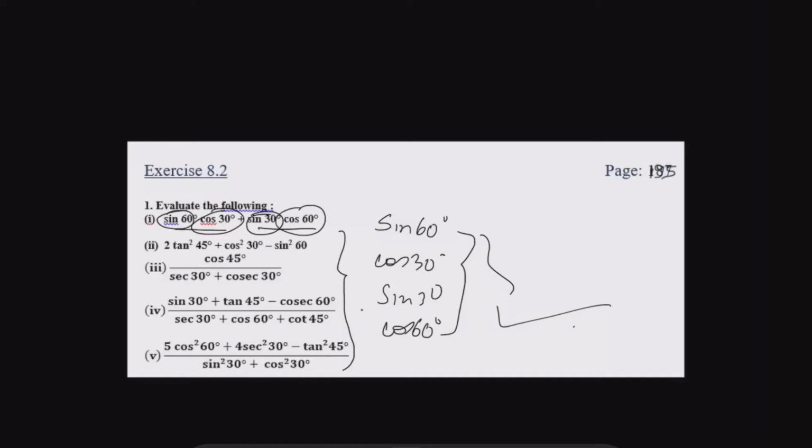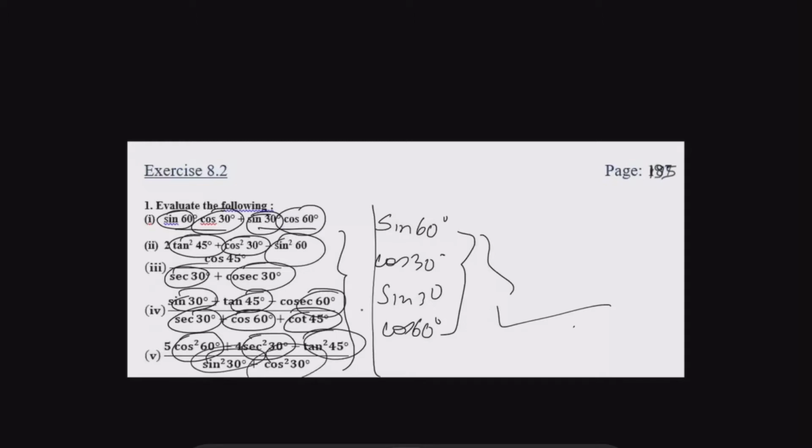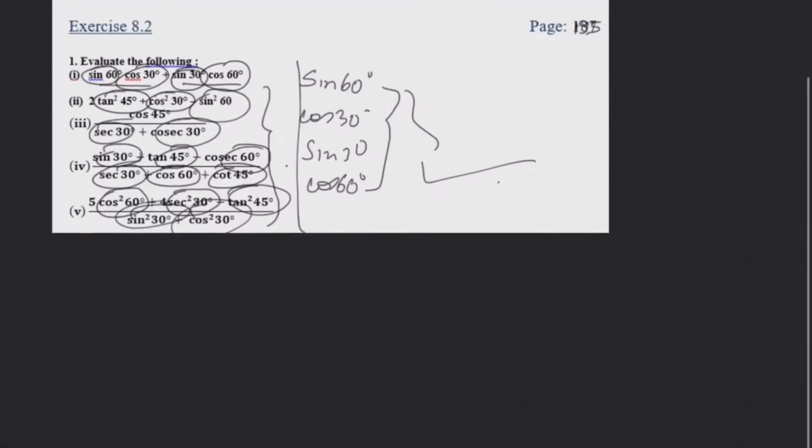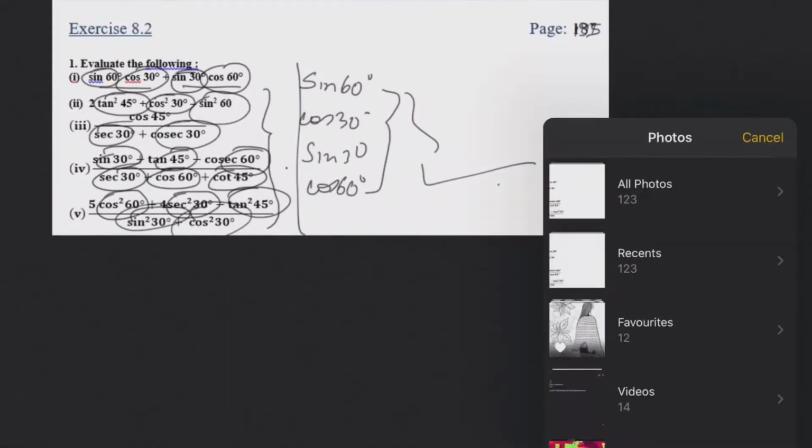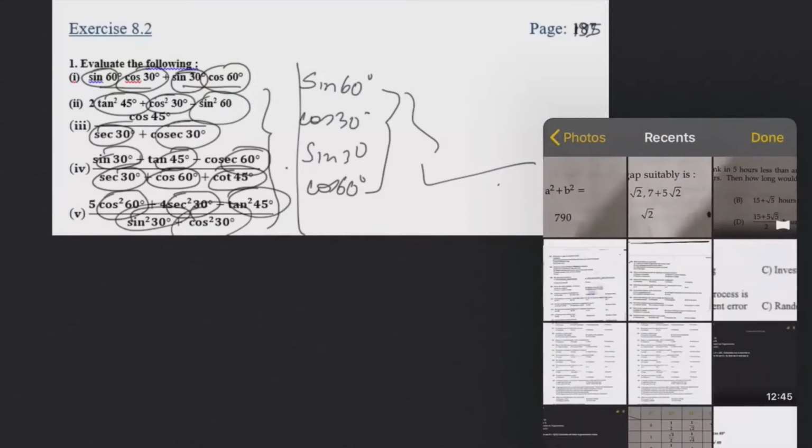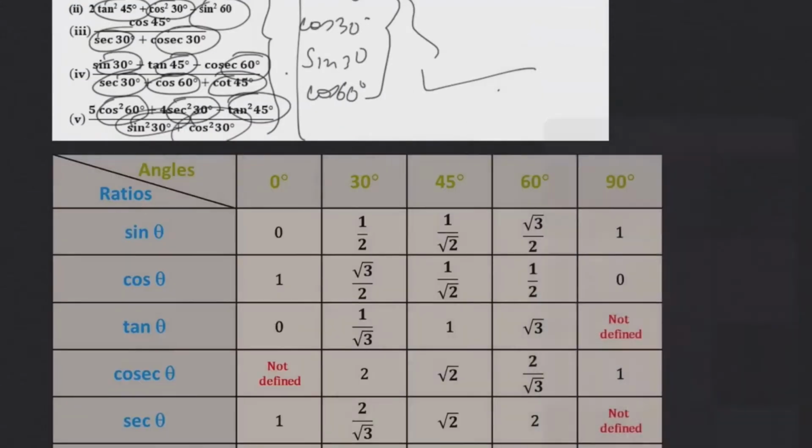In order to know all these values, there is a table, where we have to remember the values of the trigonometric ratios. So before we start solving all these problems, we have to first go and perhaps memorize some values. I'll go back and first give you some ideas how to remember the values in the table.